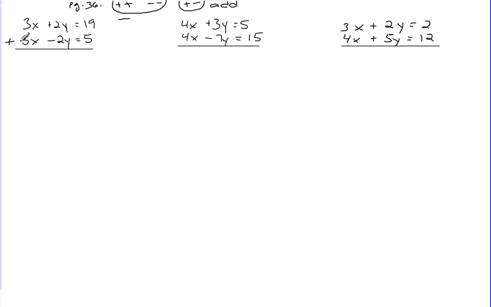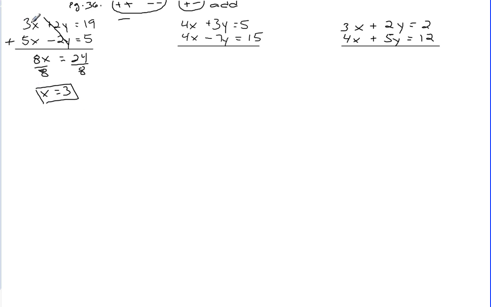So 3x plus 5x gives us 8x. 2y plus negative 2y gives us 0, so that just cancels out. And 19 plus 5 gives us 24. Now we have to divide both sides by 8, and we'll solve to get x is equal to 3. So now we've got one of our variables.